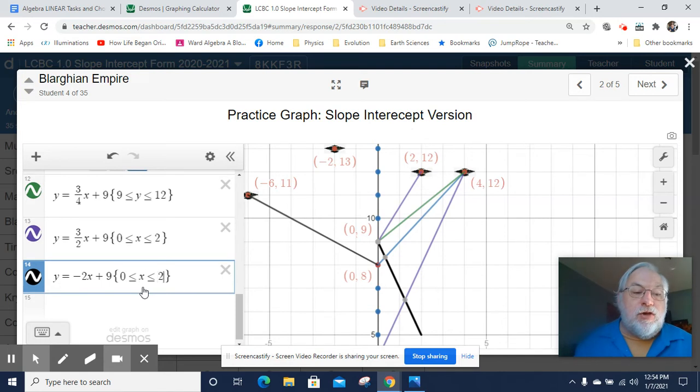Now, I'm going to show you a common mistake first. I'm going to do 0 is less than or equal to x is less than or equal to negative 2. And now you don't have a line. You're like, what happened to my line? Well, what's going on is you've created an inequality that says 0 is less than negative 2. A very common mistake in this game.